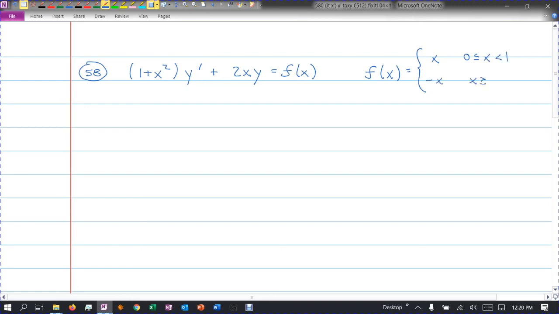All right, so we've got (1 + x²)y' + 2xy = some function of x. That function of x is equal to x if x is between 0 and 1, not including 1, and −x if x is bigger than or equal to 1, and my initial condition is y(0) = 0. We need to get this in the right form first, so I'm going to divide through by 1 + x².